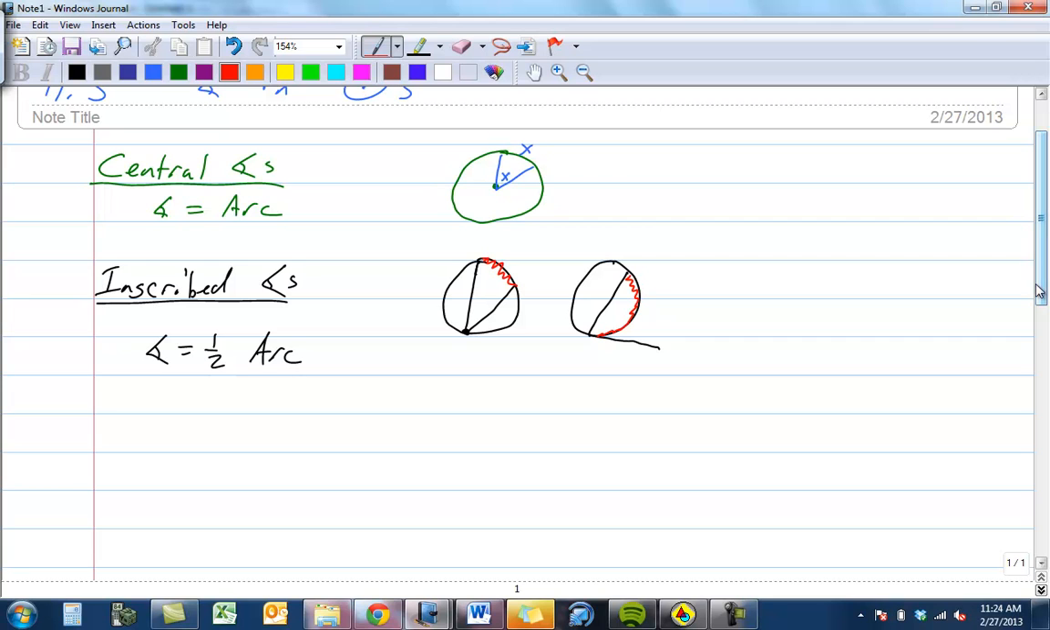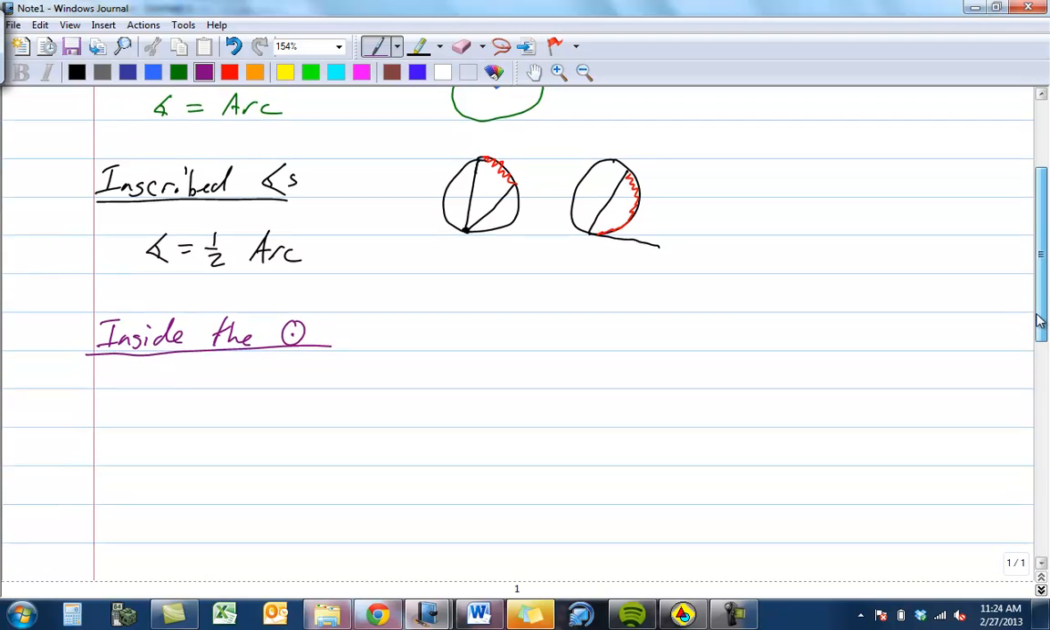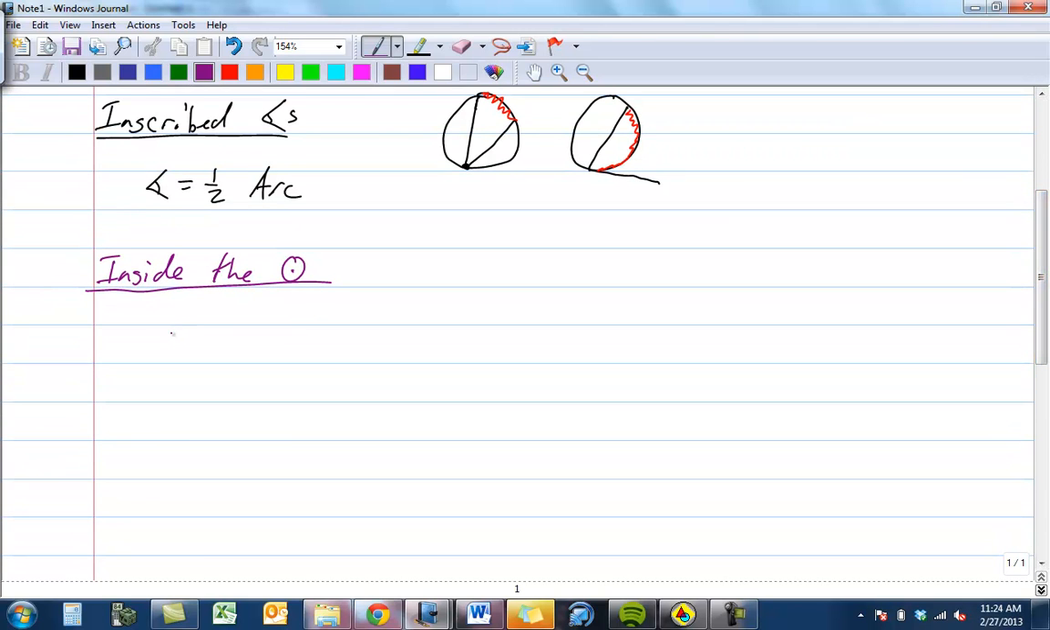Okay, so think about where this vertex is. Here the vertex is at the center. Here it's on the circle. Where else could the vertex be? Well, the first thing we're going to talk about is if the vertex is inside the circle. Inside the circle. And let's tell you what it is. The angle equals 1/2 the sum of the intercepted arcs.